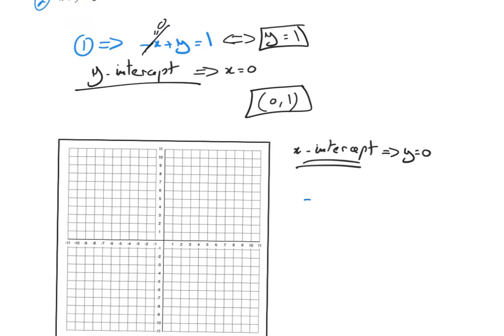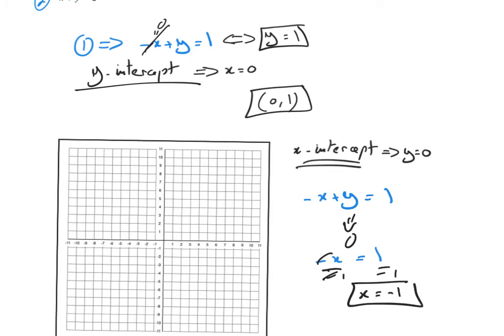So we have negative x plus y equals 1, and we're going to substitute y by 0 in order to find x. So we have negative x equals 1. Let's divide by negative 1 on both sides, and we get x equals negative 1. So the x-intercept is when x equals negative 1, and this is my second point. When x equals negative 1, y is 0.